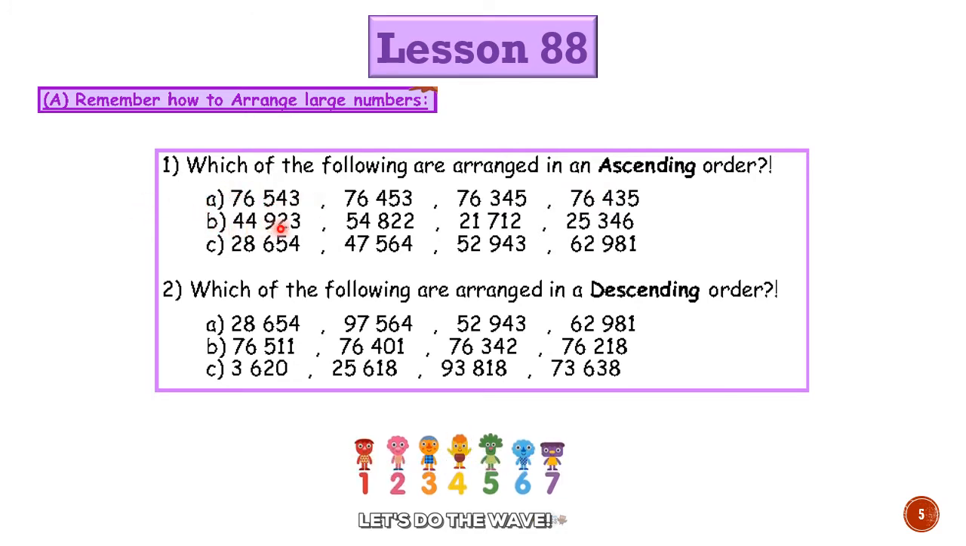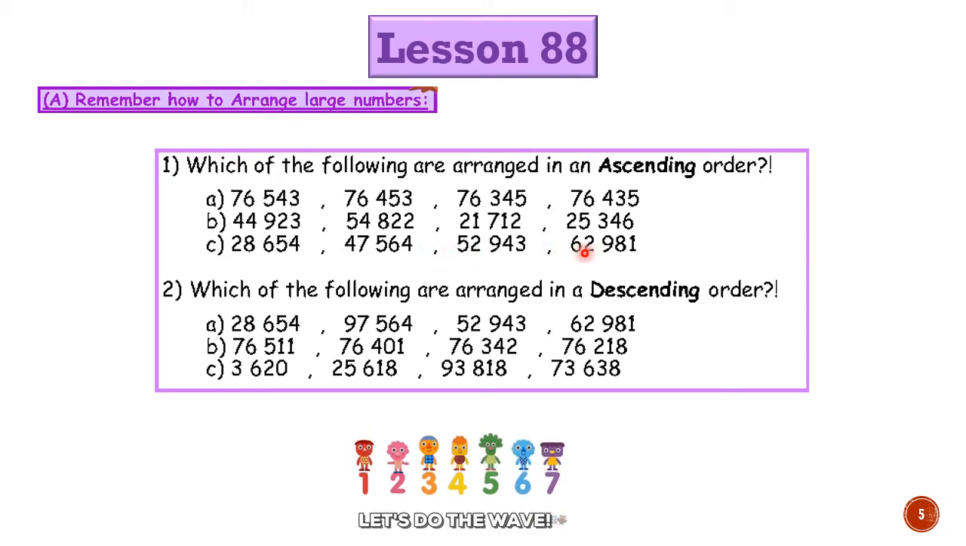Here we have 5 digits, 5, 5, 5. And from thousands place, here we have 44, 54, 21, 25. It's not an order. Let's go to the last choice and examine it. It will be 5 digits, 5, 5, 5. And from thousands place, here we have 28, 47, 52, 62.